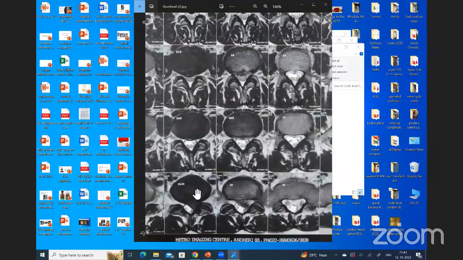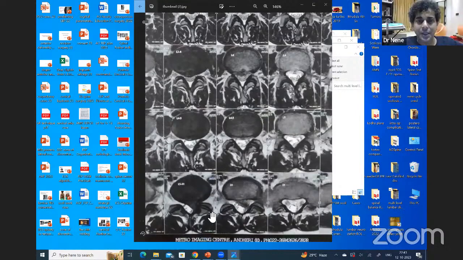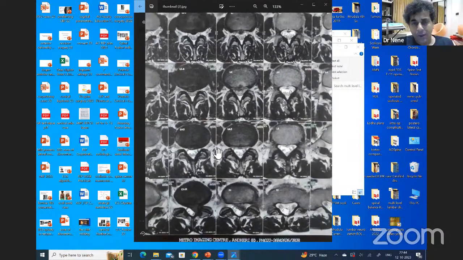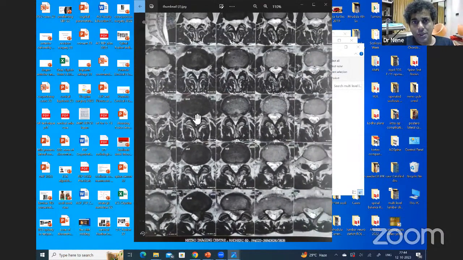Yes, sir. Perfect. This is the huge chunk of disc sitting in the left recess, and she had huge radiculopathy down the left S1. Okay, there is an extrusion here, as you can see.